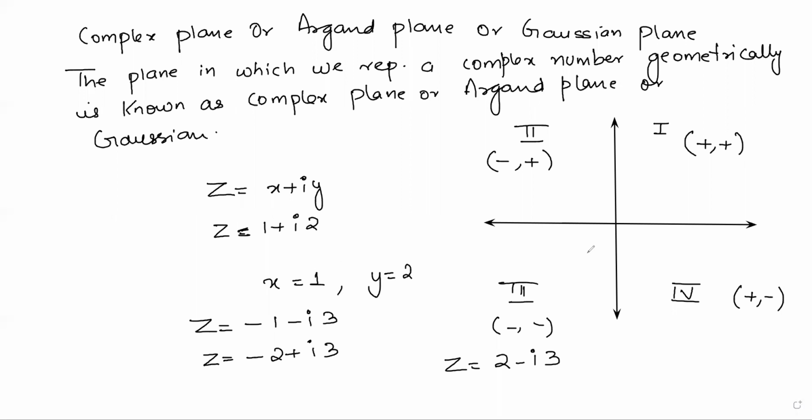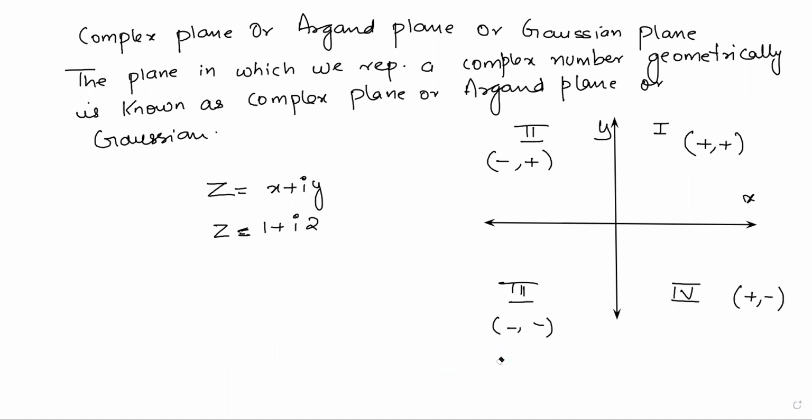So what is a complex plane? The plane in which we represent a complex number is known as a complex plane. And the complex number lies in which quadrant? That depends on the sign of the real part and the imaginary part. Okay. Please note down this definition and note any one of the examples and let me know. Then we will start the next topic.